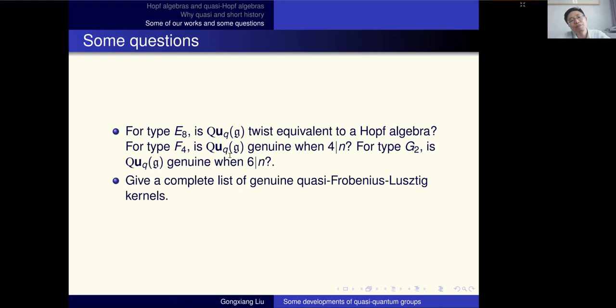So I pose a question here, but this question may not be so easy. Can you give a complete list of general quasi-Hopf algebras? Even though we constructed them by generators and relations, I don't know the answer at this moment.